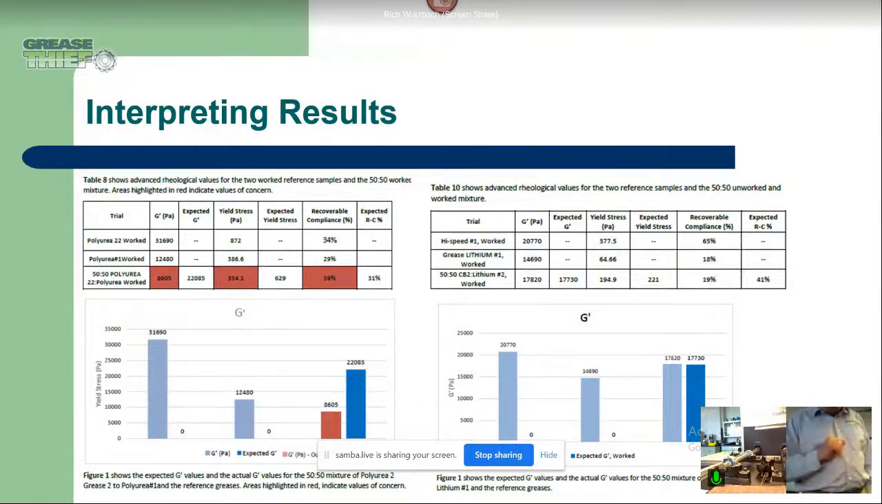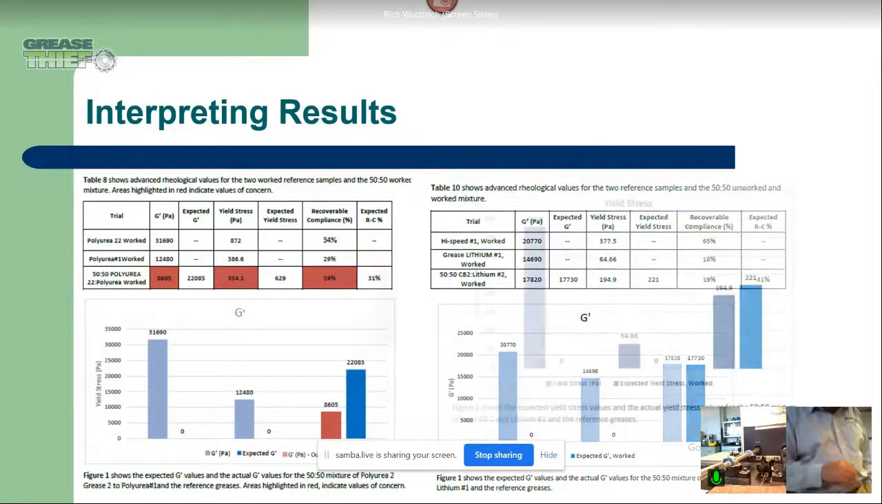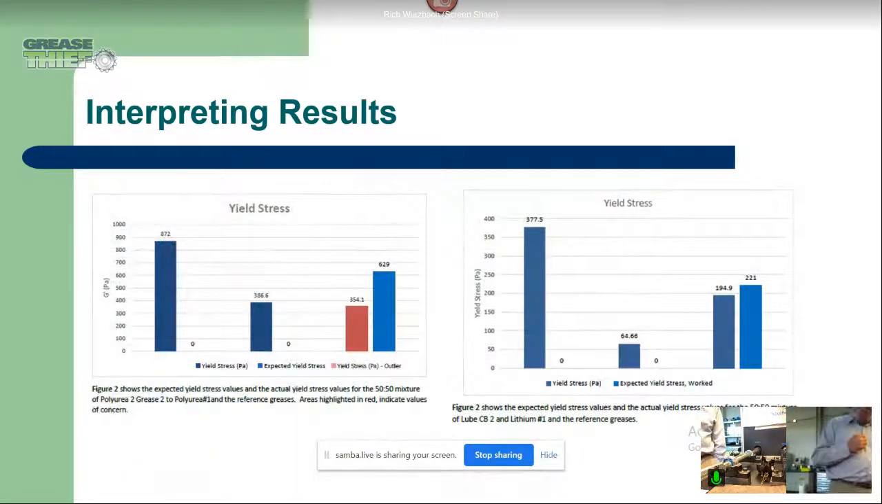That's compared to the other mixture shown on the right, a different mixture of greases, where the G prime values start out fairly close. And the mixture, after it's been worked for 72 hours and so forth, comes out and the value is right about where we expect it to be. So just based off of the rheological properties, much better performance when we think about its compatibility between the two products.